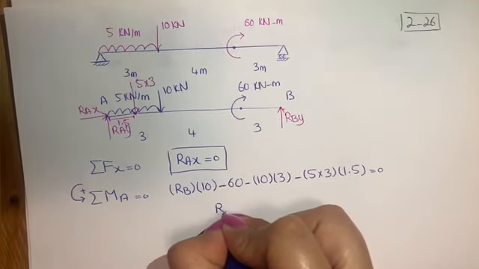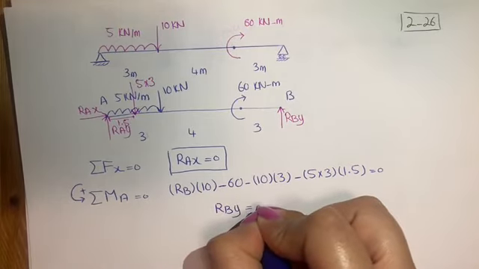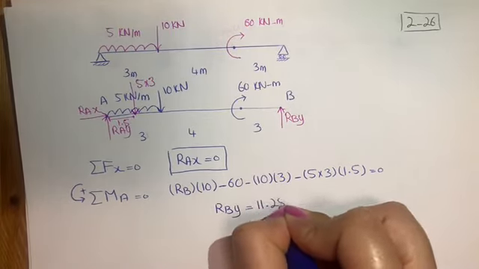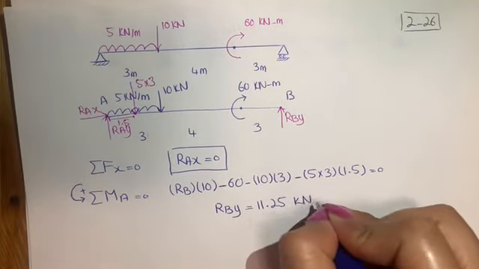This gives us RBY equal to 11.25 kilonewtons.